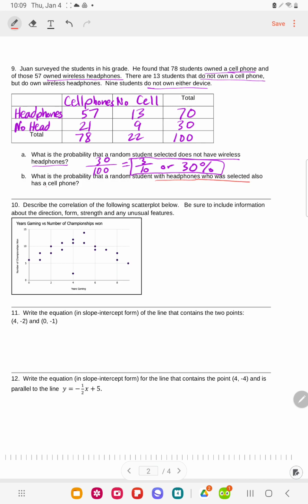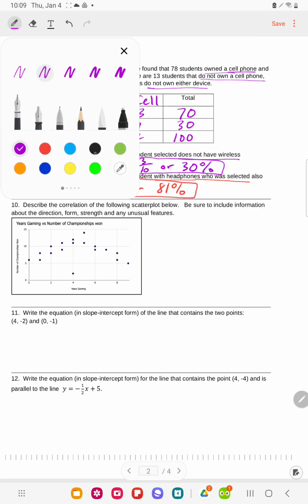For our second problem, we're looking at what is the probability that a random student with headphones who was selected also has a cell phone. So we need to look at how many students have headphones. That's a total of 70 students have headphones. They also have a cell phone. So of those 70 students, how many have a cell phone? 57 of them have headphones and cell phones. So 57 out of 70 could be your answer, or 81%, if you use the calculator to calculate that.